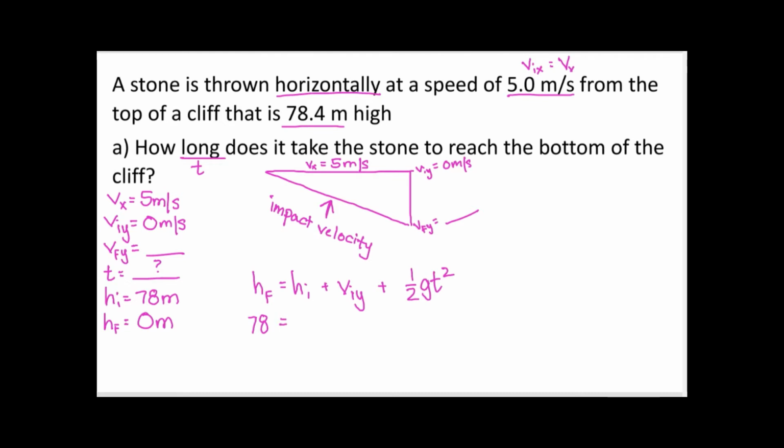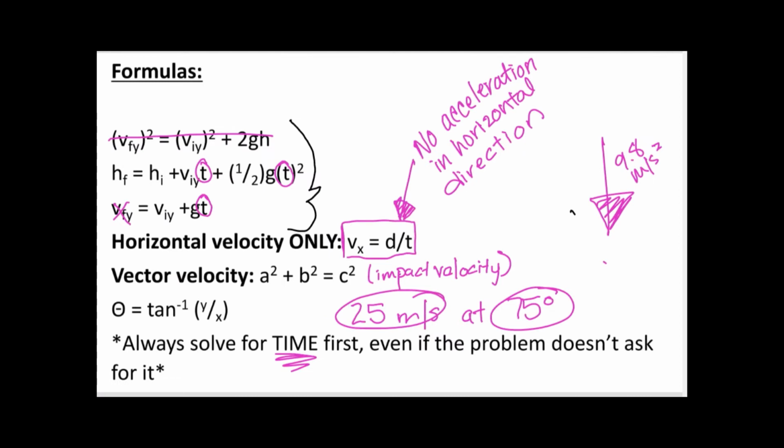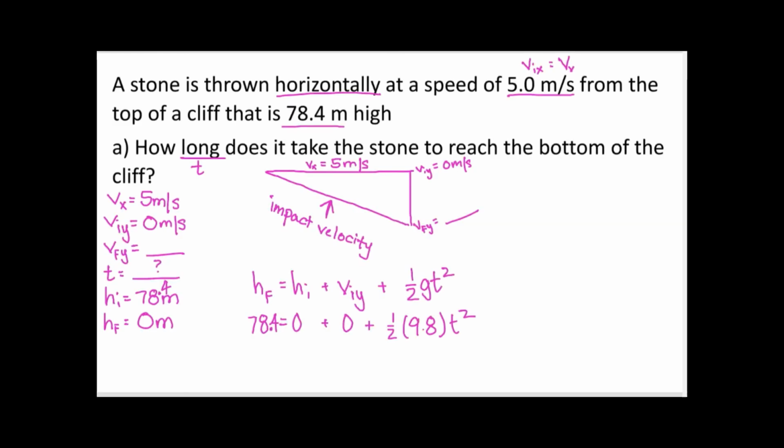Oh, this should be 78.4. Why did I forget this 4? Okay, we'll have a 0 here. Our y velocity is also 0. And then we have 1/2 9.8 t squared. And I think I forgot a t as well. Yeah, there's a t there. It doesn't really matter, but it's there.